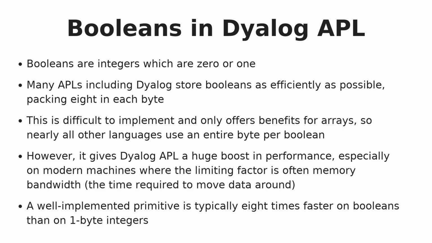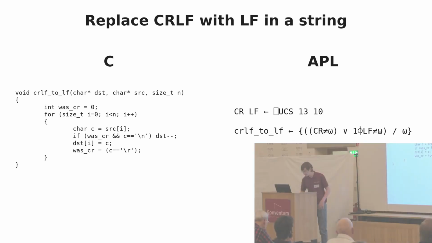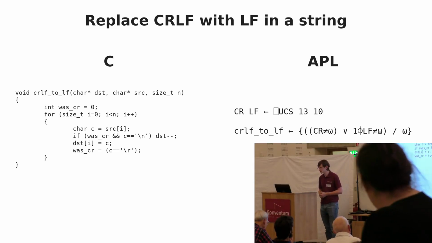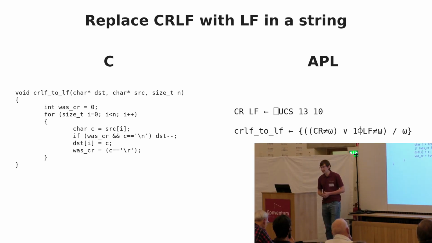So I'm going to give an example of what Booleans can do for us in Dyalog APL from a performance standpoint. The problem is that you have a string, a file, and some Windows programmer has gotten at it, and they've put some CRLFs in your file. Maybe they haven't even put them in the whole file if they're a really awful Windows programmer. And so I have on the left a solution that a C programmer would call simple, and on the right a solution that an APL programmer would call simple.